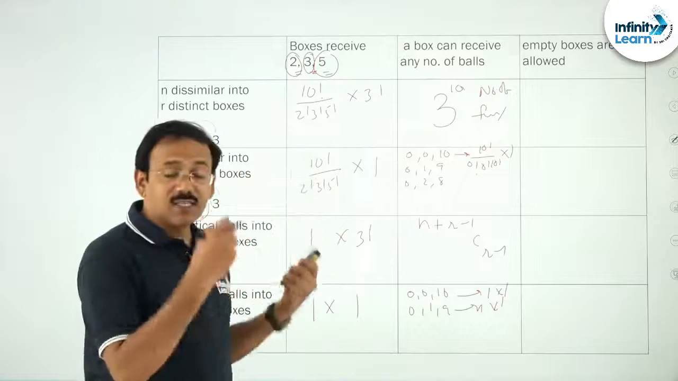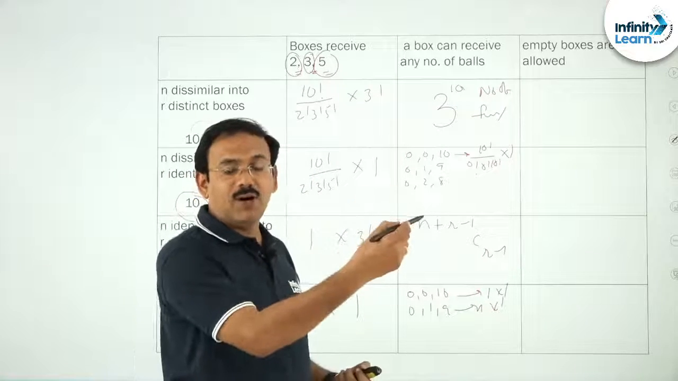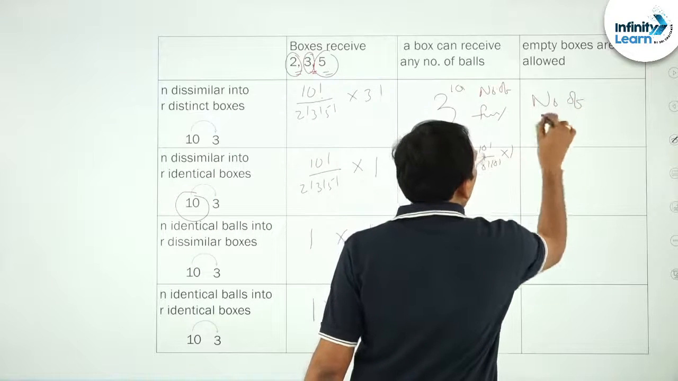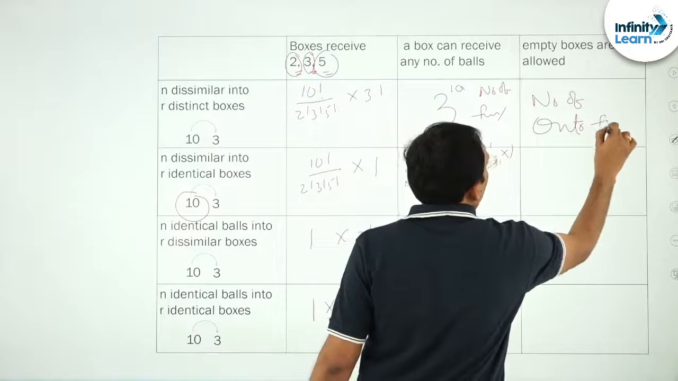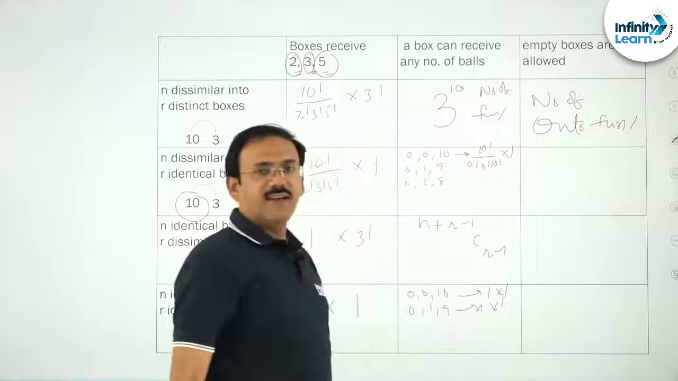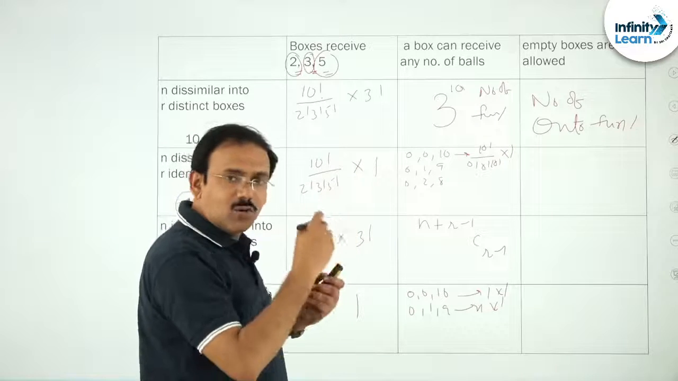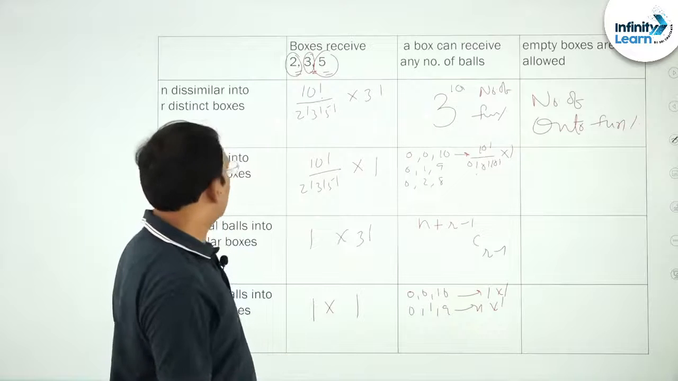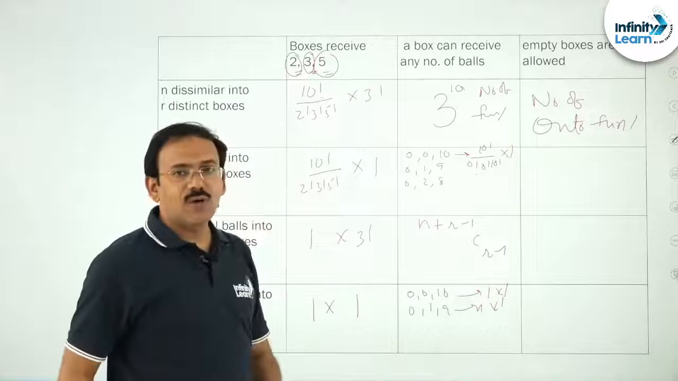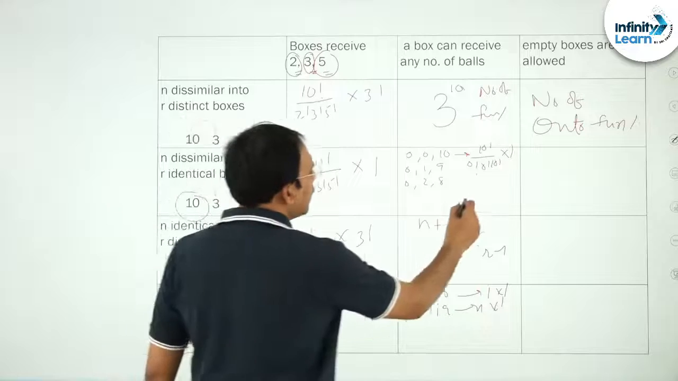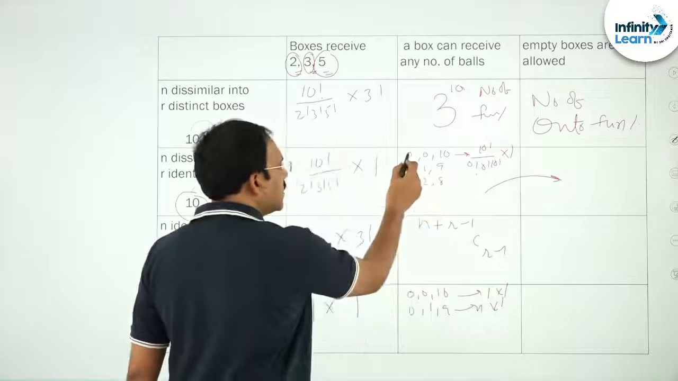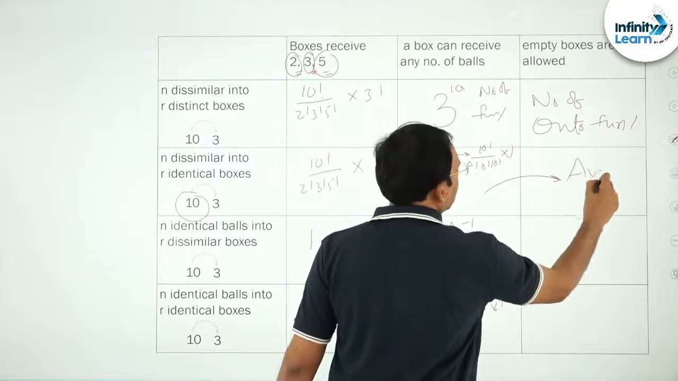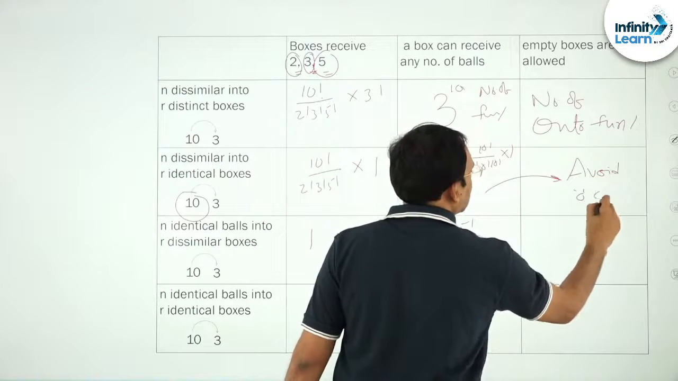Now the last one, no box is empty case. Here friends, 10 objects are to be mapped into 3 boxes such that no box is empty, like the number of onto functions logic, right friends. 10 are to be mapped into 3 items such that no box is empty. Whereas the next one, here also n dissimilar into r identical case, the same things you write, but no box is empty means avoid 0 cases, that is all, remaining same, right.